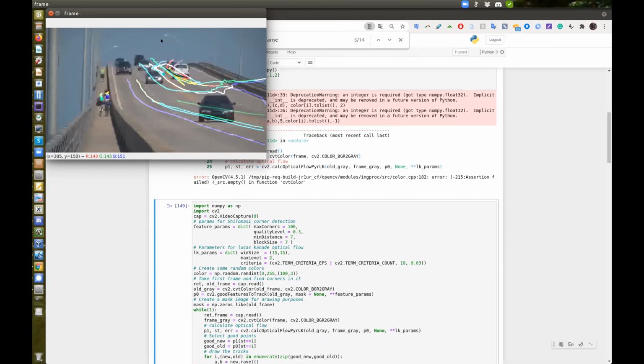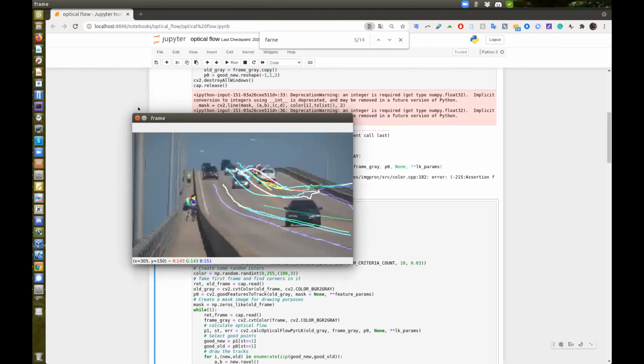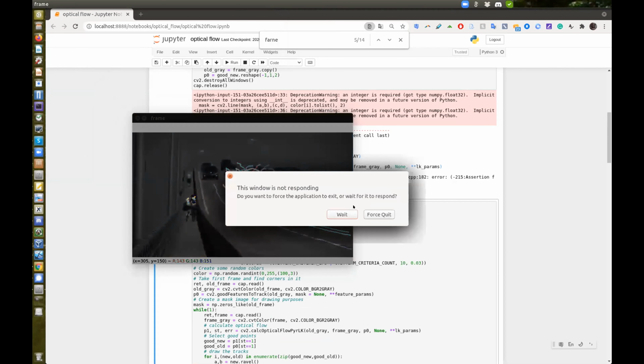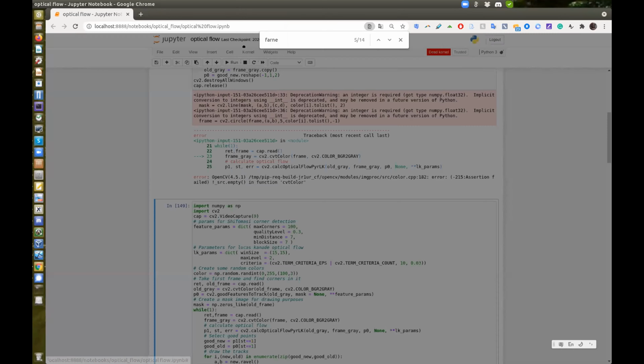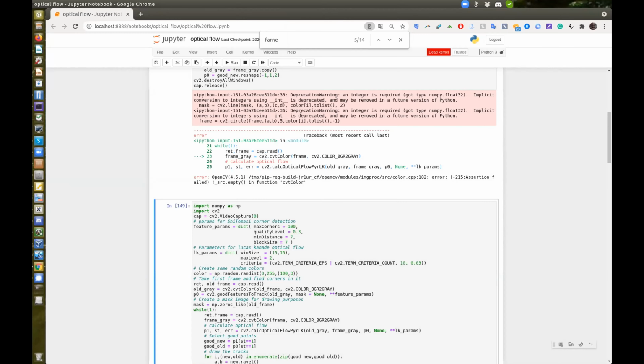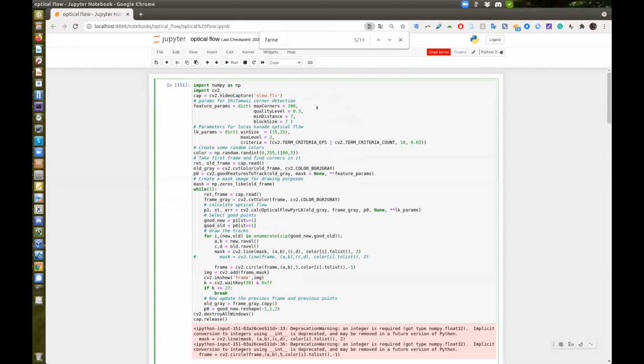You can still see it's trying to track this couple of people here. Oh, okay, I don't know why the kernel restarted. So anyway, we can take a quick look at the code.